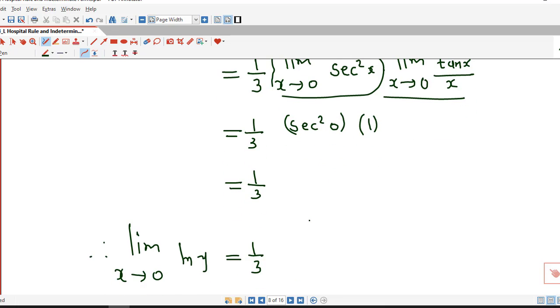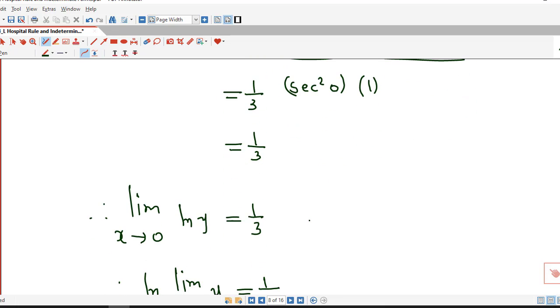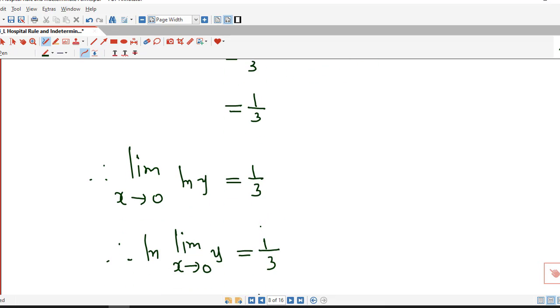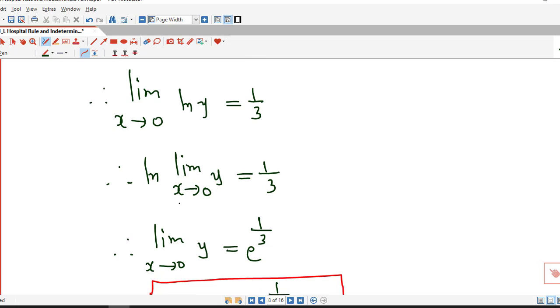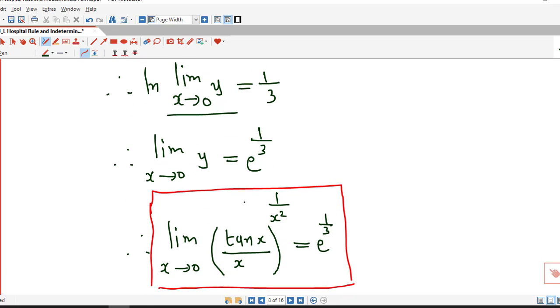Now this is nothing but limit of log y equal to 1 by 3. Therefore log of limit of y equal to 1 by 3, we can interchange limit and log. Therefore limit of y as x approaches 0 is e to the power 1 by 3. And finally we have to substitute the value of y which we have assumed. So here y is (tan x by x) to the power 1 by x square, which is e to the power 1 by 3.